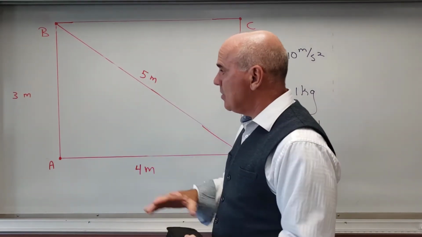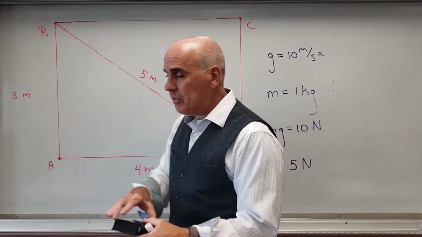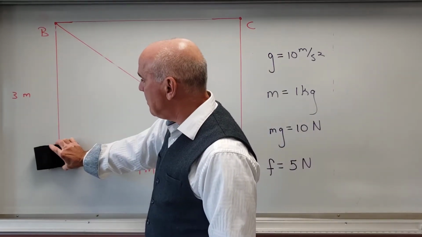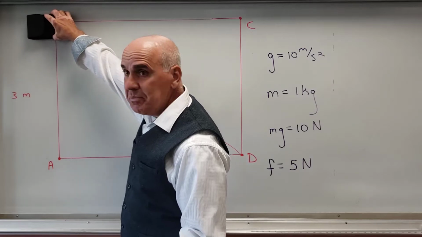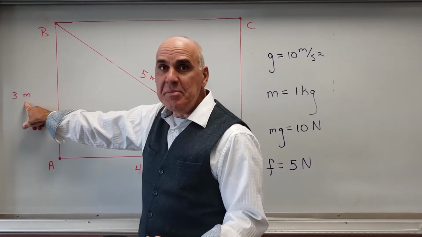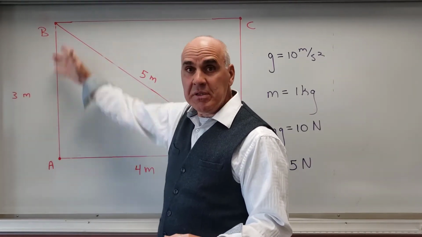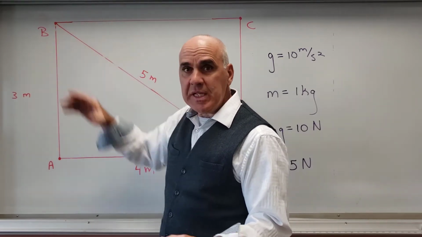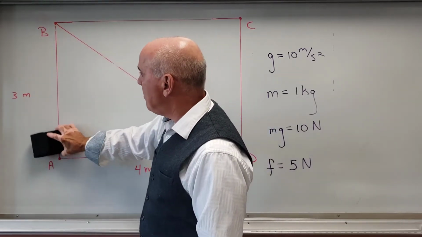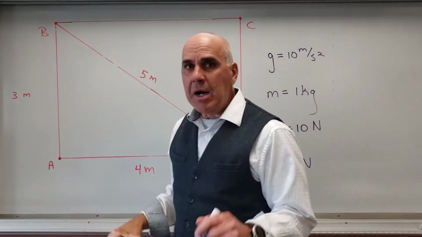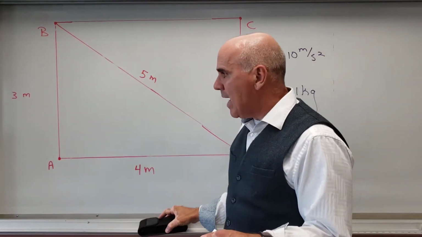All right, so what I'm going to do is move the object from position A to position B. So here it is at position A. I move it up to position B. That distance is 3 meters. Of course, not really, but that's okay. So we're going to assume that that's 3 meters. So I move it up from position A to position B. How much work is done by gravity?